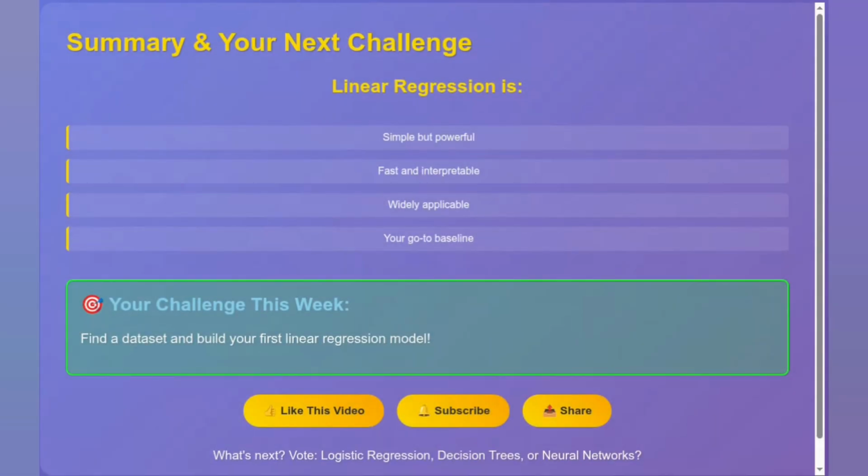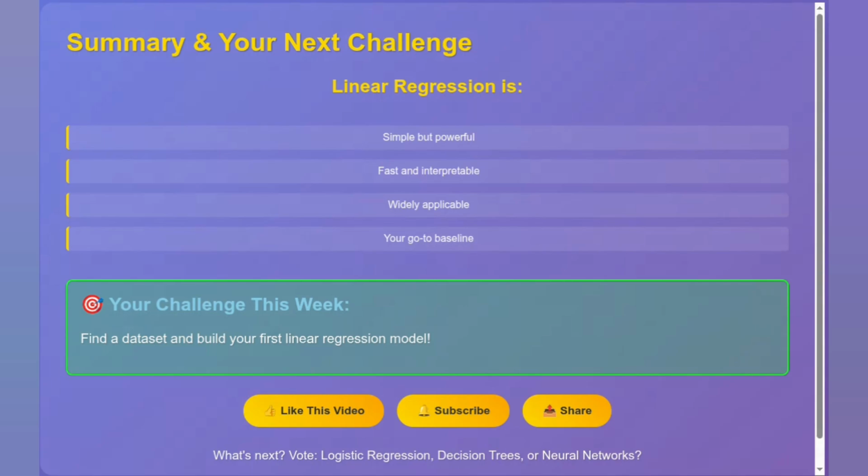Let's wrap up. Linear regression is a simple but powerful algorithm for predicting numbers, based on finding the best straight line through your data. Fast, interpretable, and widely applicable. Your go-to baseline for regression problems. Key takeaway? Start with linear regression for any prediction problem. It's simple, fast, and often works surprisingly well.